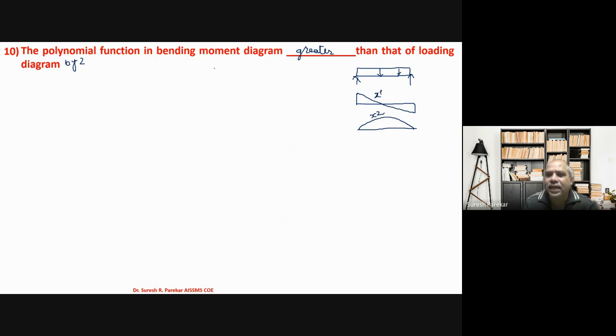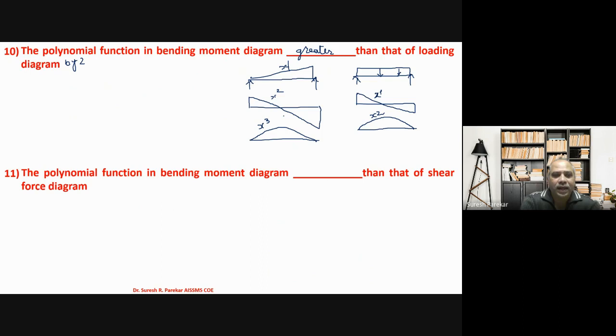So it keeps increasing. In UVL also, the loading will be x to the power 1. If we go to the shear force diagram, as our load is increasing, our slope should increase, so this will be x to the power 2. And then if we plot the bending moment diagram, we get x to the power 3. So it increases by 2 compared with the loading diagram.